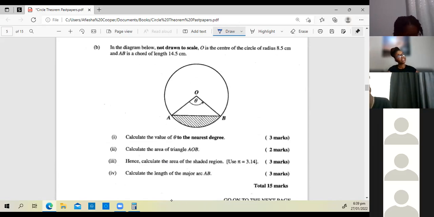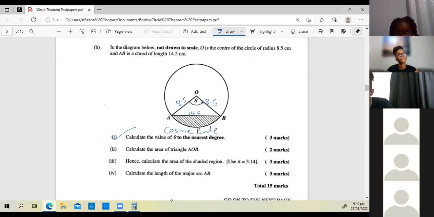All right, calculate the degrees to the nearest degree. AB is 14.5, 8.5. I'm not even going to do this, we'll just talk it through. What can we use to find the degrees? Cosine rule. Nice. Calculate the area of the triangle. What can we use?